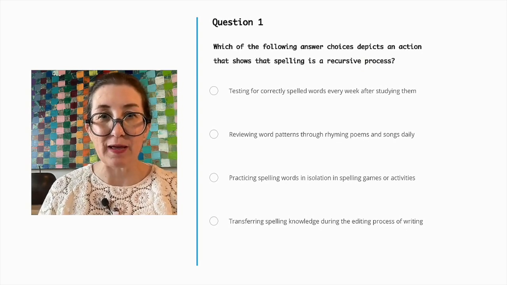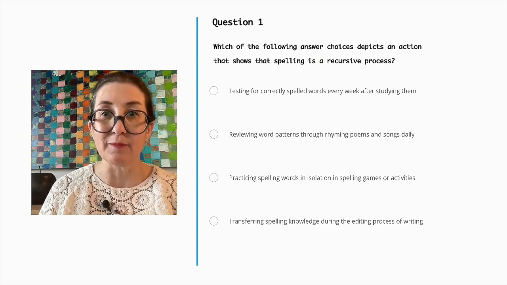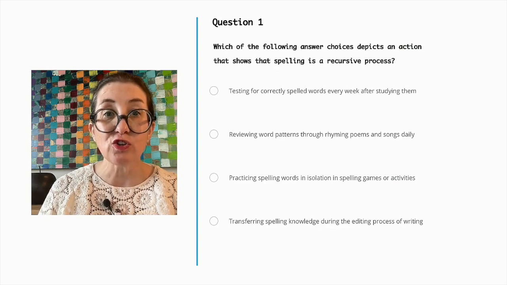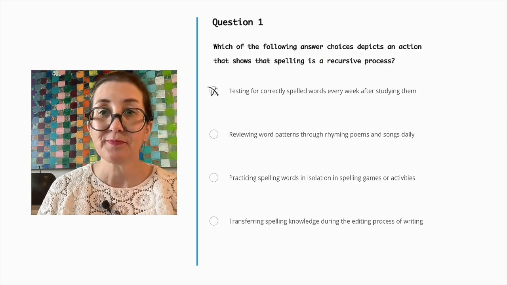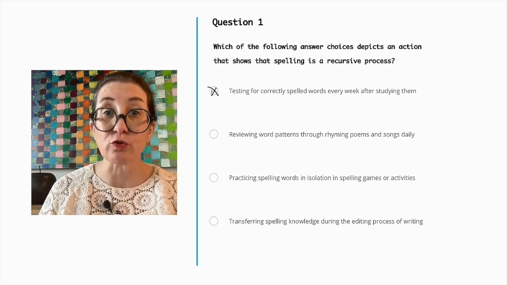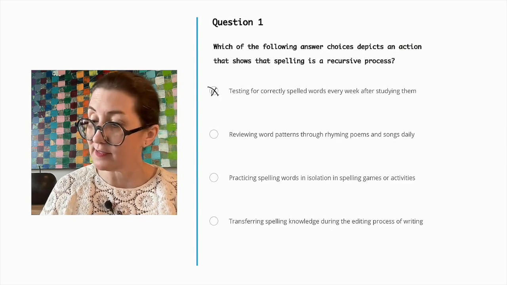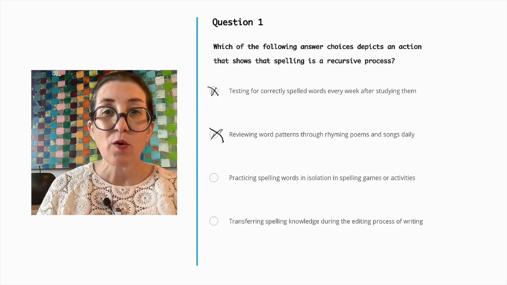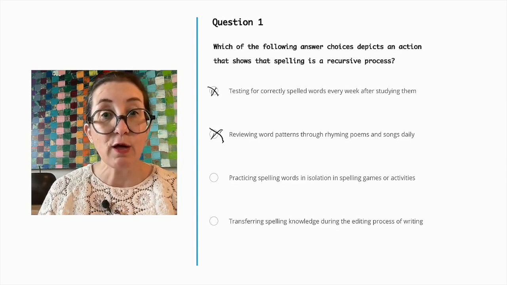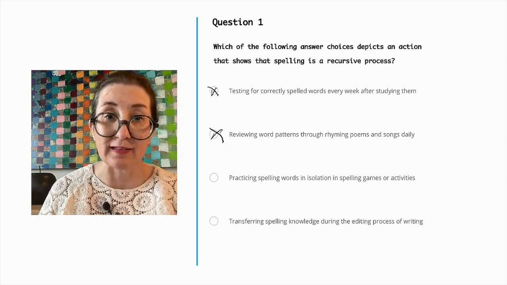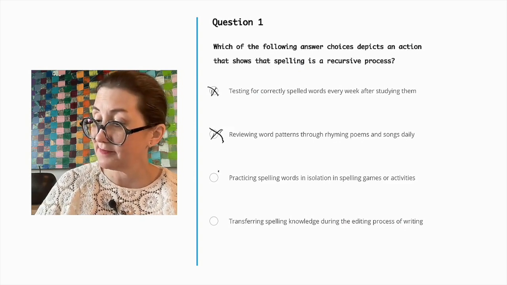Testing for correctly spelled words every week after studying them is a form of assessment, not a demonstration of the recursive nature of spelling. Reviewing word patterns through rhyming poems and songs daily is useful for learning patterns, but does not highlight the recursive process. Practicing spelling words in isolation in spelling games or activities helps with practice, but does not involve revisiting and revising spelling in a meaningful context.